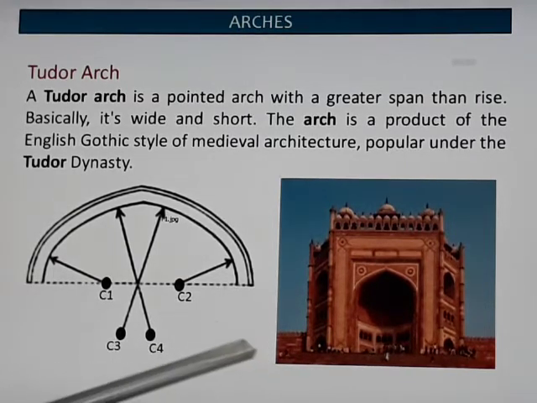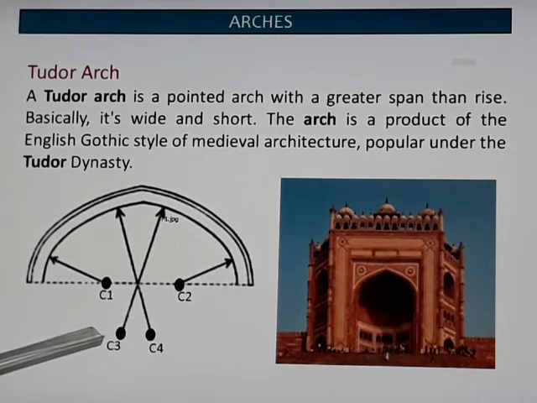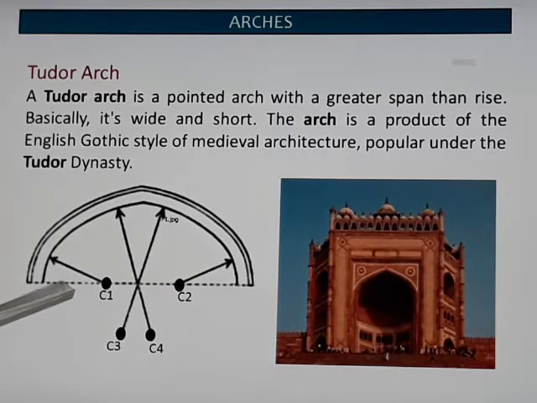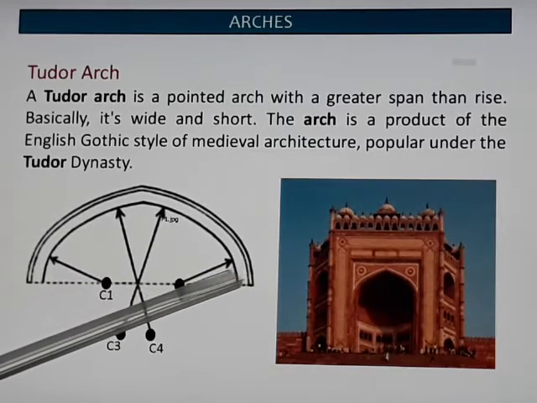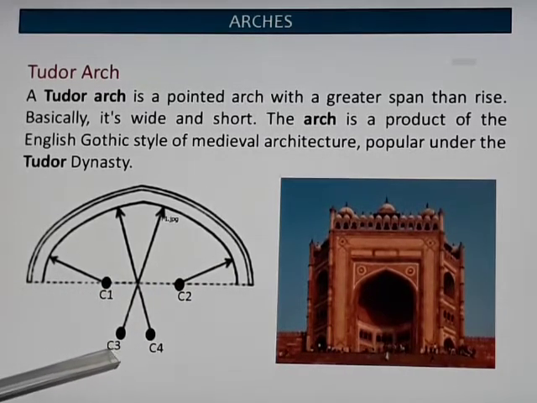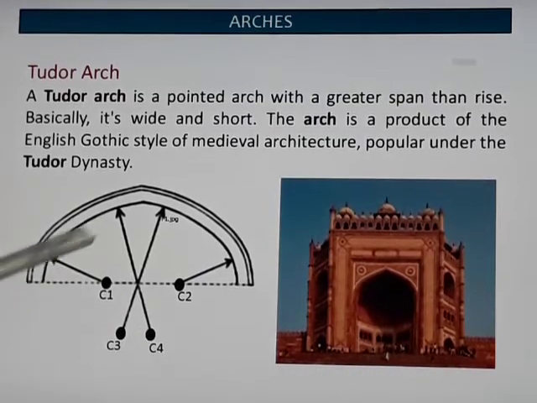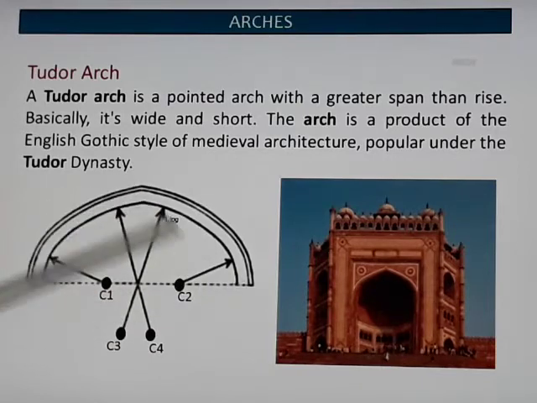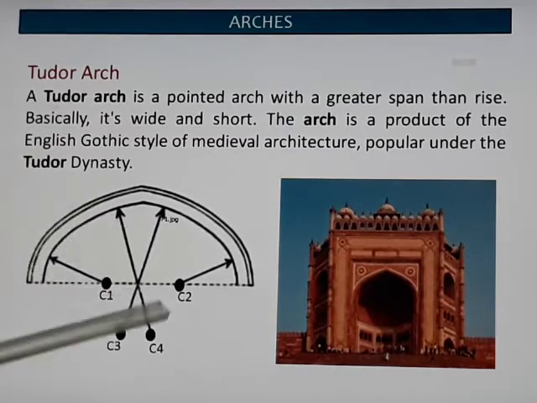Structurally, how it is made, we can see in the image. It comprises four centers, C1, C2, C3, C4. C1 and C2 are on the springing line, forming the first two segments of the arch, and the other two centers, C3 and C4, which lie below the springing line, form the remaining two segments of the complete arch. In this manner, four segments together form an arch known as the Tudor arch, or normally a four-centered arch.